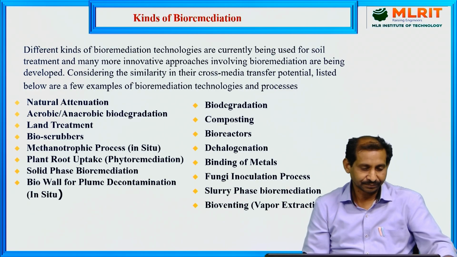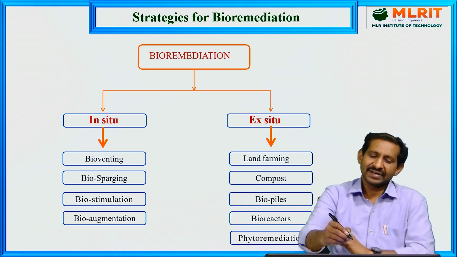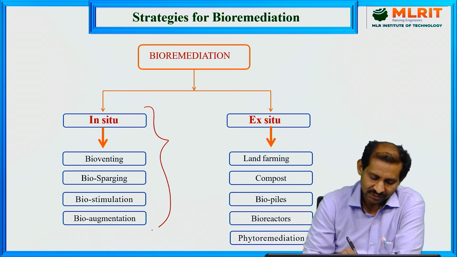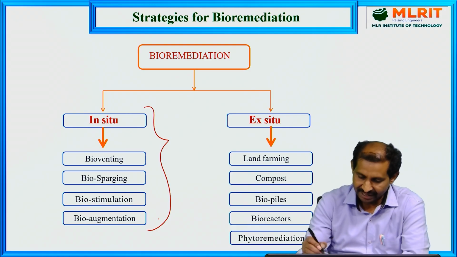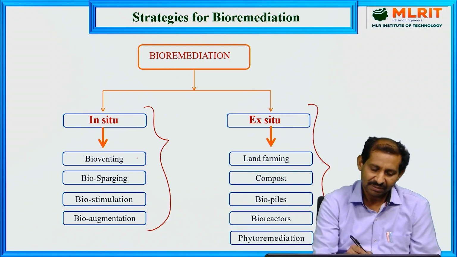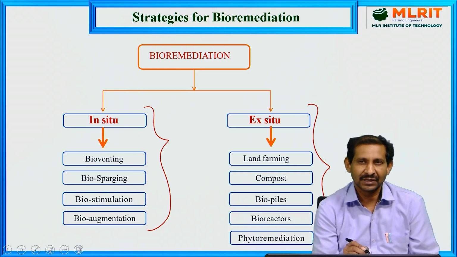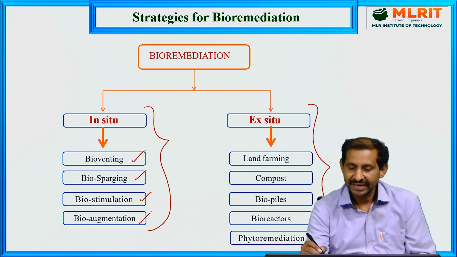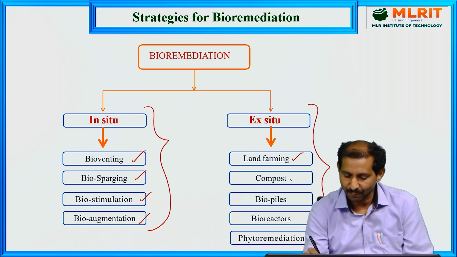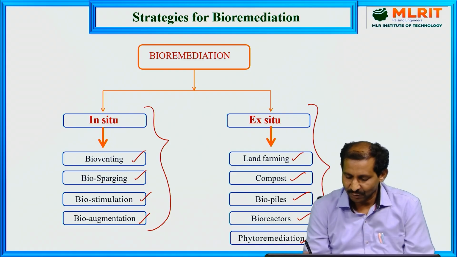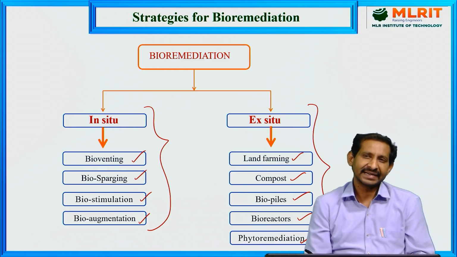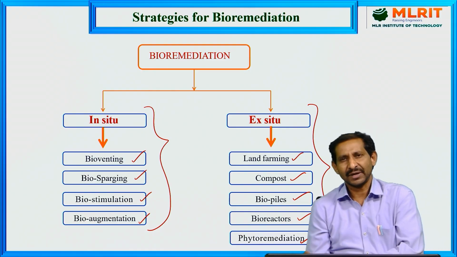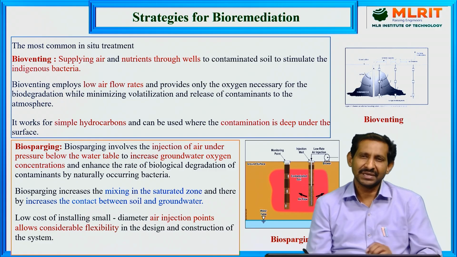Now coming to the strategies for bioremediation. There are different types of bioremediation processes: in situ bioremediation and ex situ bioremediation. In in situ, the strategies or techniques used include bioventing, biosparging, biostimulation and bioaugmentation. In ex situ bioremediation: land farming, composting, biopiles, bioreactor and phytoremediation. These are the different strategies used in in situ and ex situ bioremediation. Now let's discuss them one by one.